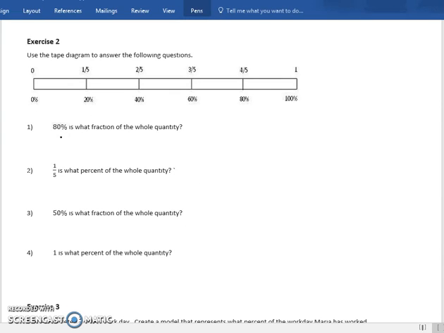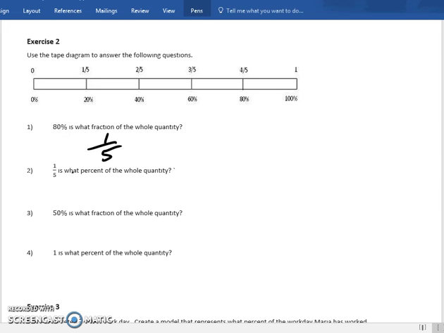So 80% is what fraction of the whole quantity? Oh, look, 80% does match up with 4/5. And if you notice, they broke it up into 5 groups. So that's why we're in fifths here. 1/5, 2/5, 3/5, which means if I take 100 and divide it by 5, because I've got 5 groups here, I'd get 20. So 20 for each of your groups as well.